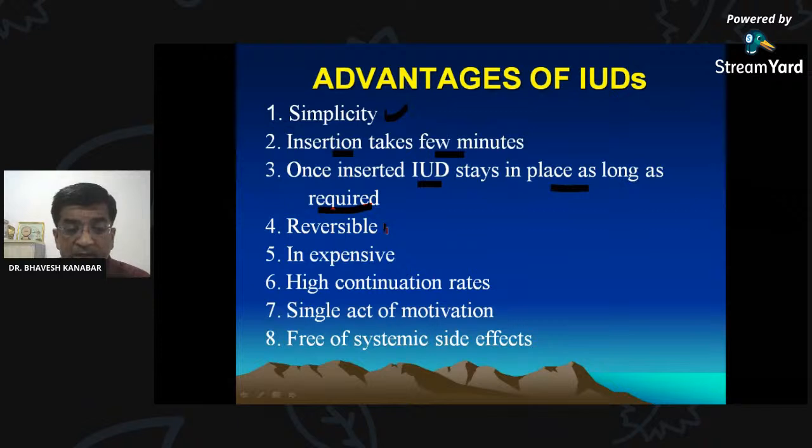Another advantage, it is reversible. So whenever the couple is planning to conceive, it is reversible. The IUD can be removed, and after some months, conception ability can be restored. It is inexpensive. In government, it is given free of cost. Even in a private medical store, it can be available at a nominal price, but it is available free of cost in government.